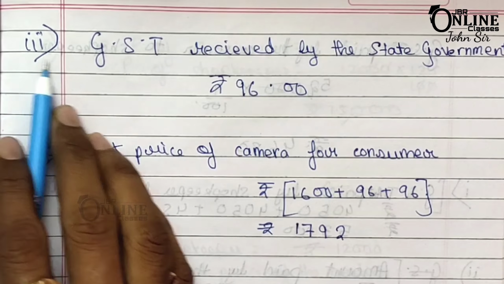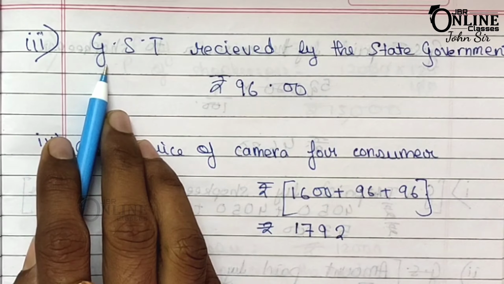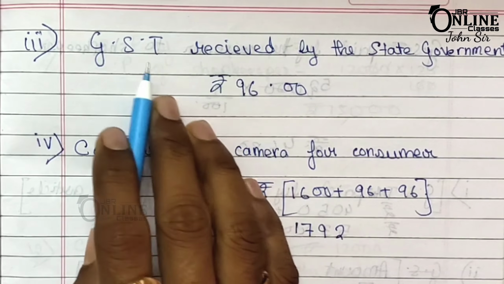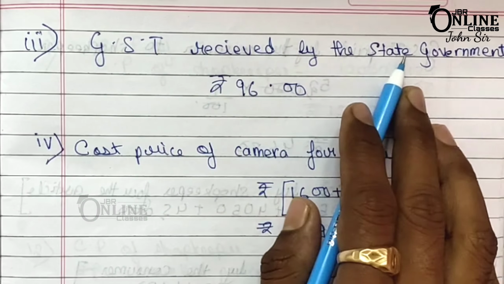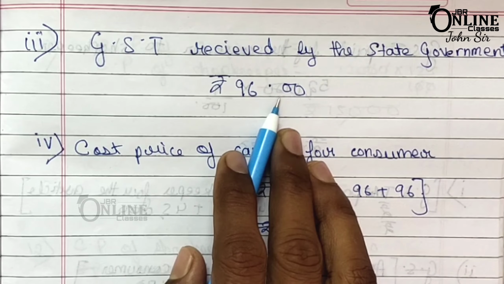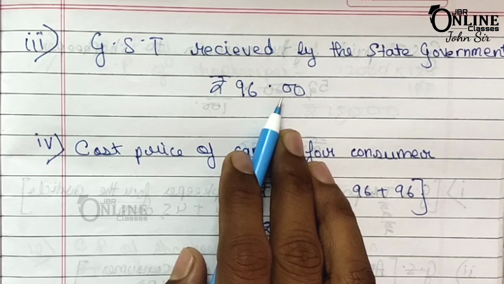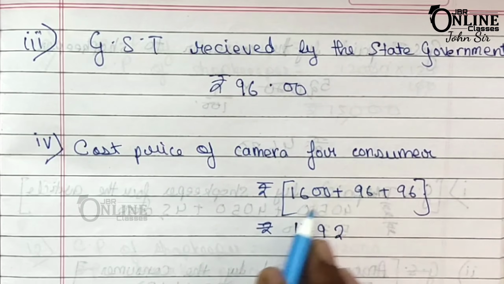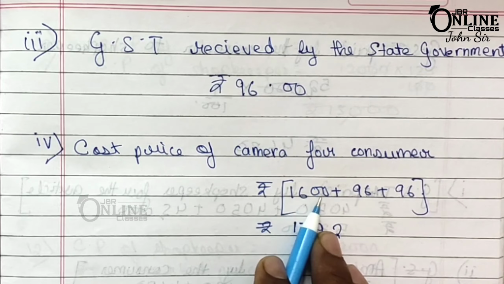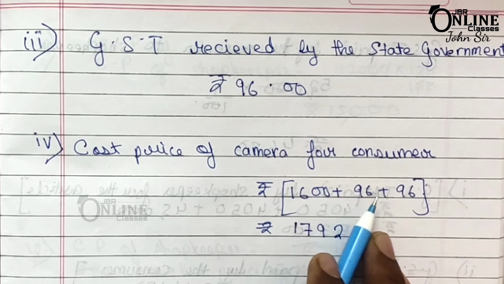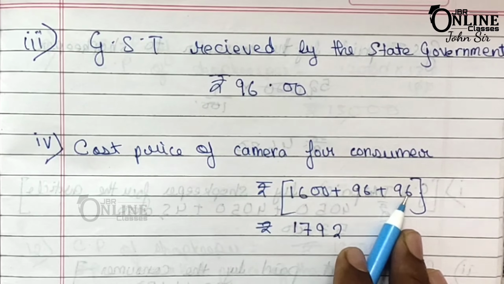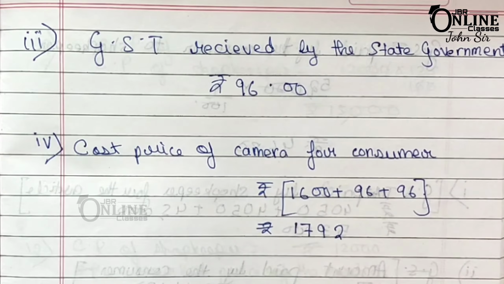Now part 3, GST received by the state government. As the GST received by the central government is 96 rupees, the GST received by the state government will also be 96 rupees. The amount at which the consumer bought the camera, that is the cost price of the camera for the consumer, will be the selling price 1600 plus the GST, that means CGST and SGST. So 1600 plus 96 plus 96 is equal to 1792.